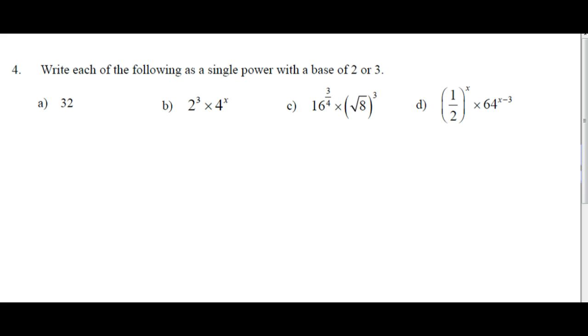So write each of the following as a single power with a base of 2 or 3. So 32 can be written as 2 to the something or 3 to the something. So what's 32? Is it a power of 2 or is it a power of 3? It's even, so it has to be a power of 2, right? So use your fingers, 2, 4, 8, 16, 32. So 32 is 2 to the 5th.